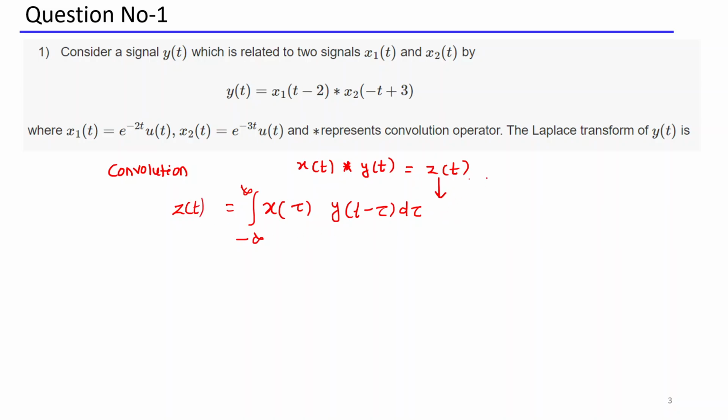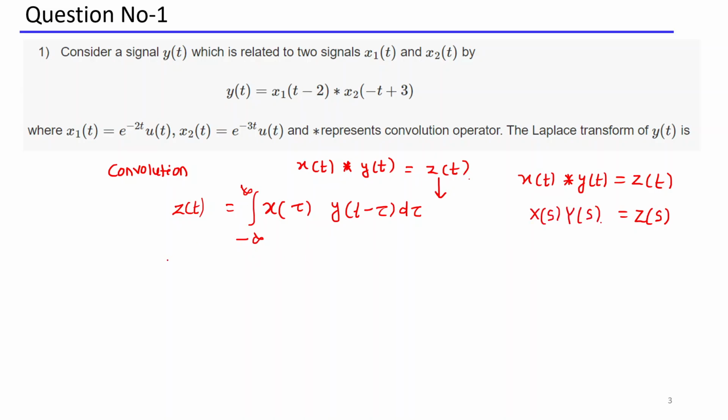But if you solve the question in the Laplace domain, what is the formula? One property of the Laplace transformation: if x of t and y of t are convolved, giving signal z of t, then the Laplace transformation of z of t is z of s, and the signals are multiplied in the frequency domain. So this will be x of s multiplied by y of s.